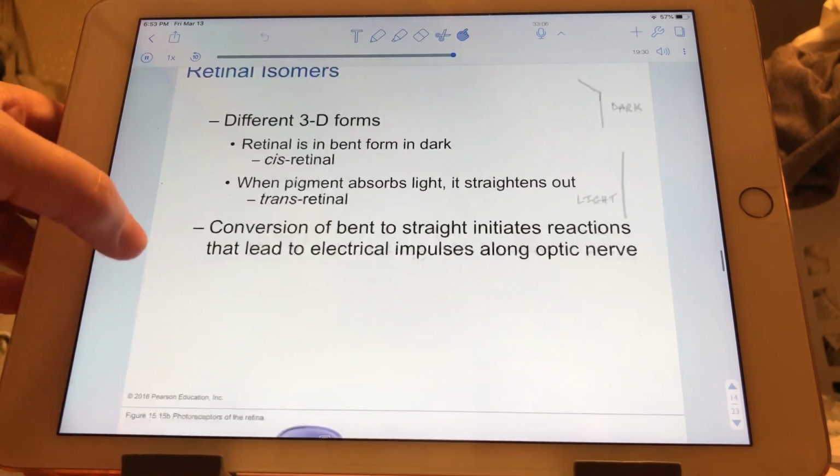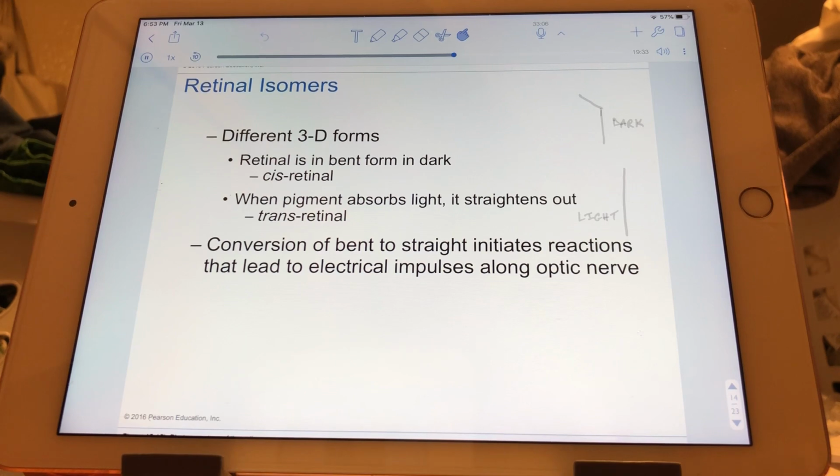Let's move to slide number 14. Retinol can be found in 2 different sort of shapes or forms. If it's bent, then it's called cis retinol. If it's straight, then it's called trans retinol. And it turns out that retinol takes its bent form in the dark. Okay, when exposed to light, it takes on its trans form, right?